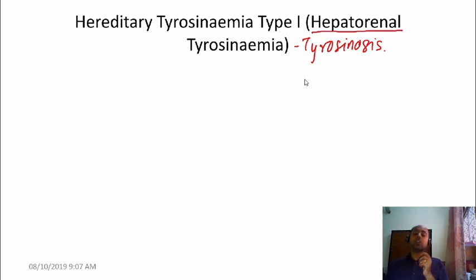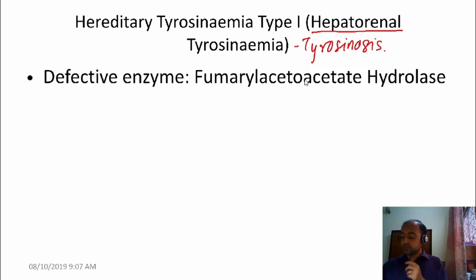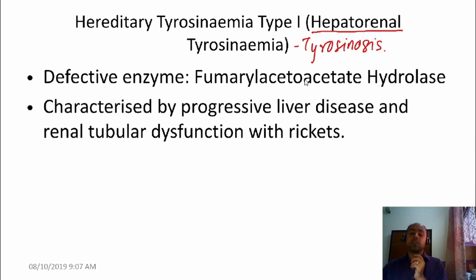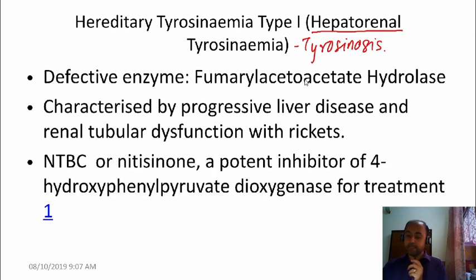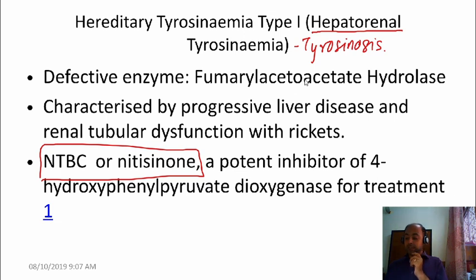This is based on the organs which are involved in the tyrosinemia type 1. In hepatorenal tyrosinemia, the two organs involved are the kidney and the liver. We already saw the defective enzyme is the last enzyme, fumarylacetoacetate hydrolase, and the presenting features are related to the progressive renal disease and the renal tubular dysfunction, which presents with rickets. Recently, a drug has been launched a decade back, the NTBC or nitisinone, which is used for the management of patients of tyrosinemia.